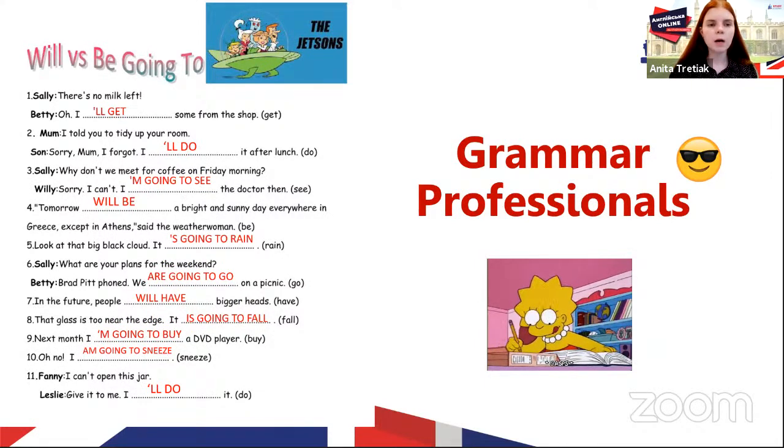Number 2, Mom, I told you to tidy up your room. Son, sorry, Mom, I forgot. I'll do it after lunch. Here, we use I'll do because the son forgot about this, and this is his promise to his mom, because maybe he doesn't want to upset her or just to do something bad to her, so just like this way.